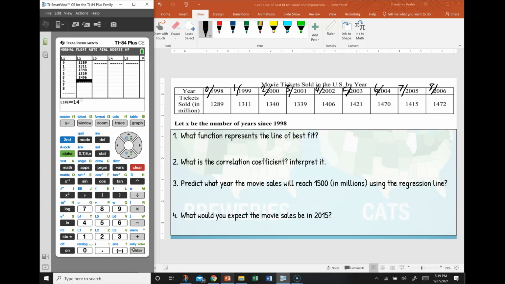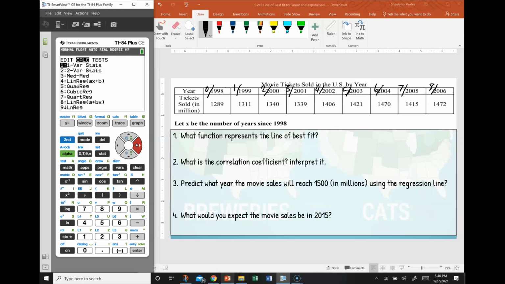Okay, clear. Let's see. 1289, 1311, 1340, 1339, 1406. Oh, that's because I didn't type a 4 over here. 4, 5, 6, 7, 8, no 9. Okay, so we've got 1406, 1421, 1470, 1415, and 1472.